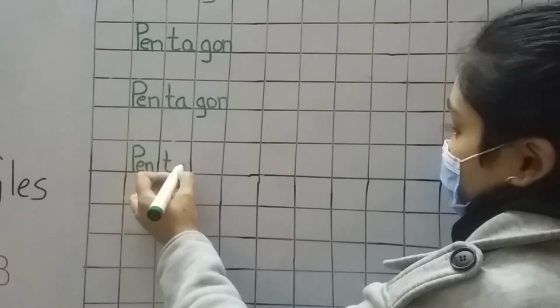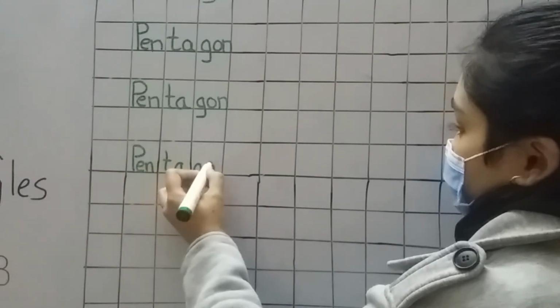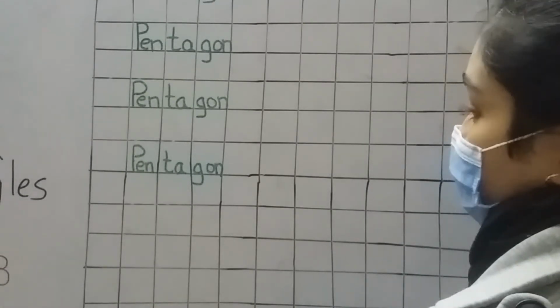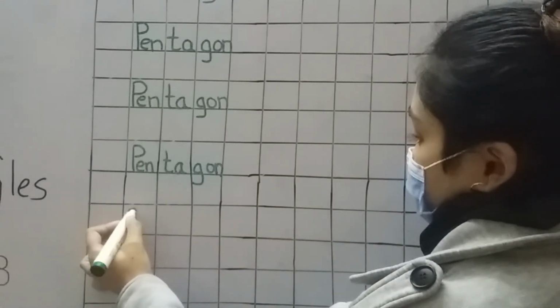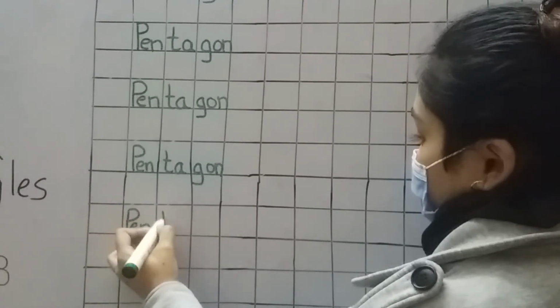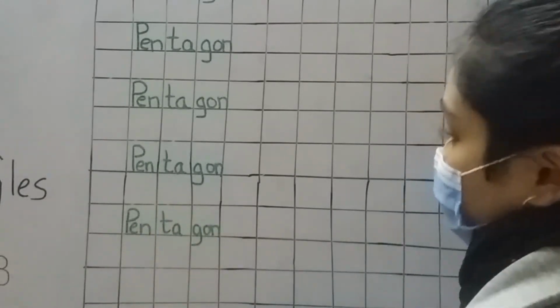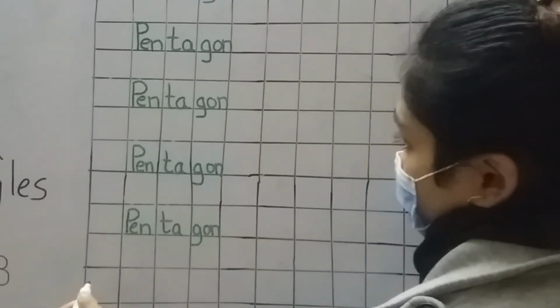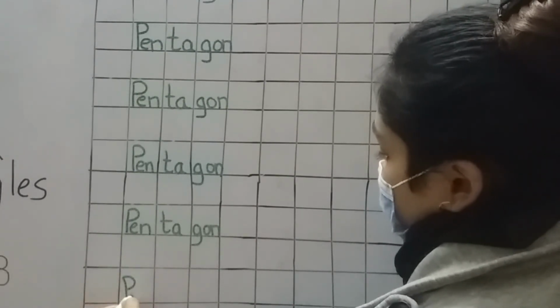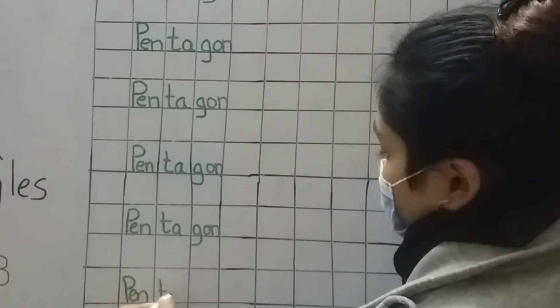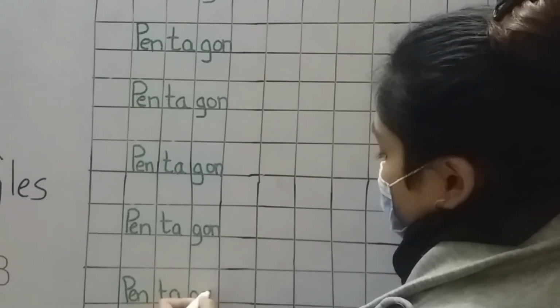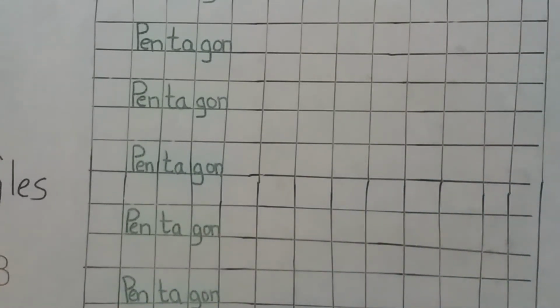P-E-N, pen. T-A-G-O-N, gon. Pentagon, again. Usually you will write it 4 times in your workbook. Yes, you are supposed to write it 4 times. I've just written 5 times because one time is already written for you on the workbook.